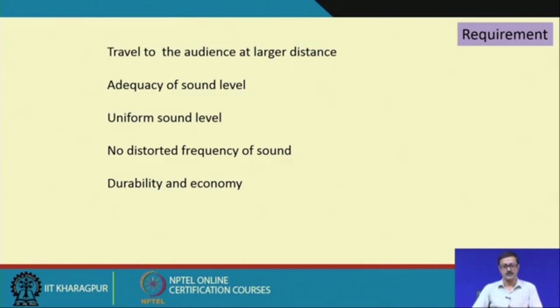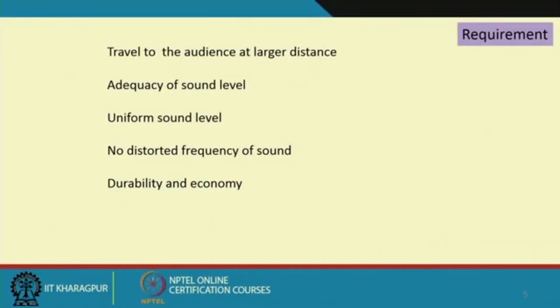The second requirement is the adequacy of the sound level. An adequate sound level has to be maintained in every part of the auditorium, not only in the front or only in the back, but in the sides and in the middle part as well. Uniform sound level is also part of adequacy, and we can judge the uniformity. There should not be a very high sound level at some point and a very low sound level at another. It should have a flat character.